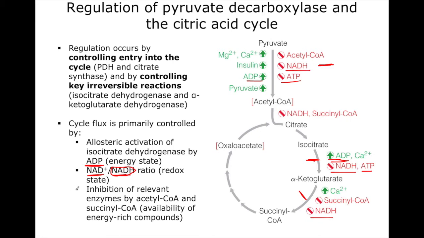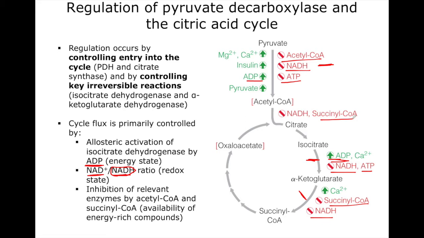And thirdly, inhibition of relevant enzymes by acetyl-CoA and succinyl-CoA. Again, if we have a high acetyl-CoA concentration within the cell, that tells us that we've got plenty of energy, we've got plenty of intermediates, so that tends to inhibit the citric acid cycle at the pyruvate dehydrogenase complex. And if we have high succinyl-CoA, which is again a very high energy compound, that would tend to inhibit our alpha ketoglutarate dehydrogenase complex and also our pyruvate dehydrogenase complex.